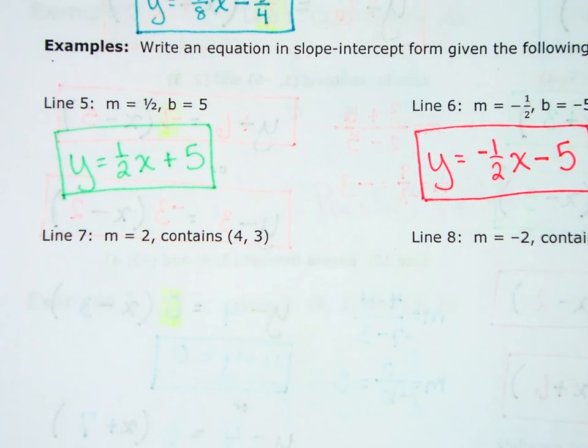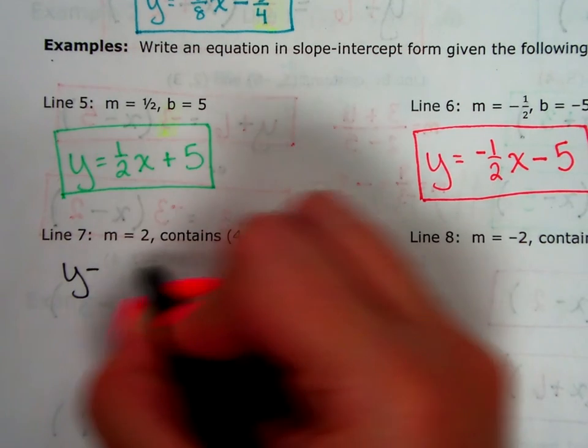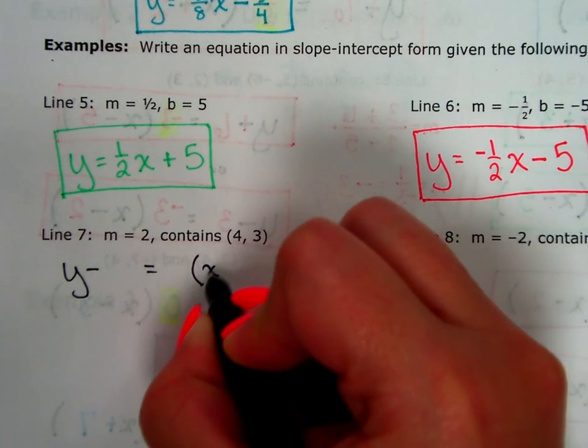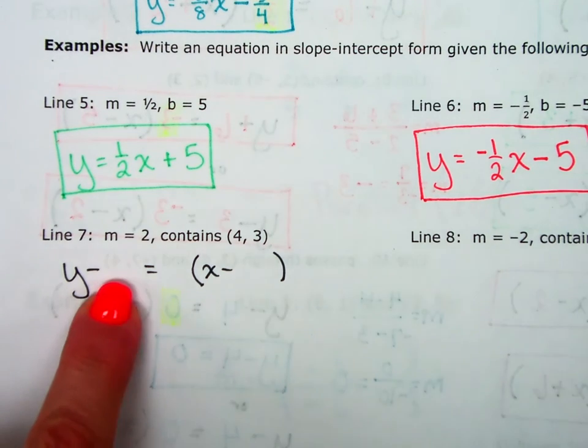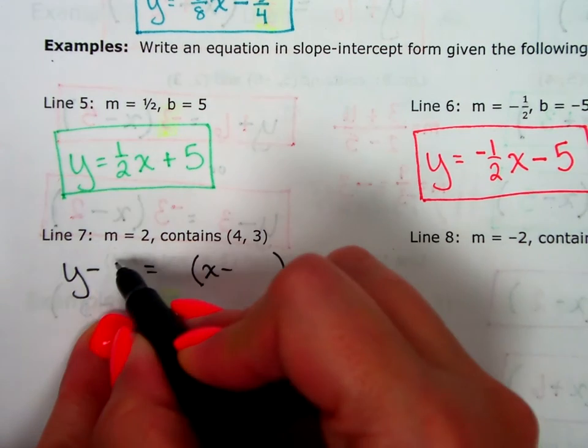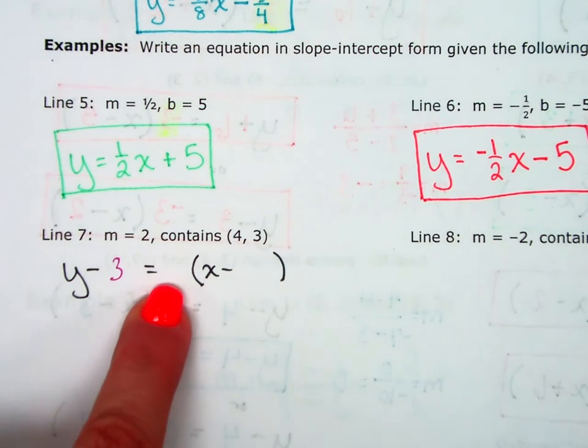What do you think I need to do on 7? Point slope form. I have to put it in point slope form first, and then I have to do like I did on lines 1 through 4 to solve it for y. So the first thing I'm going to do is y minus blank equals blank parentheses x minus blank. What's going to go in my first blank?